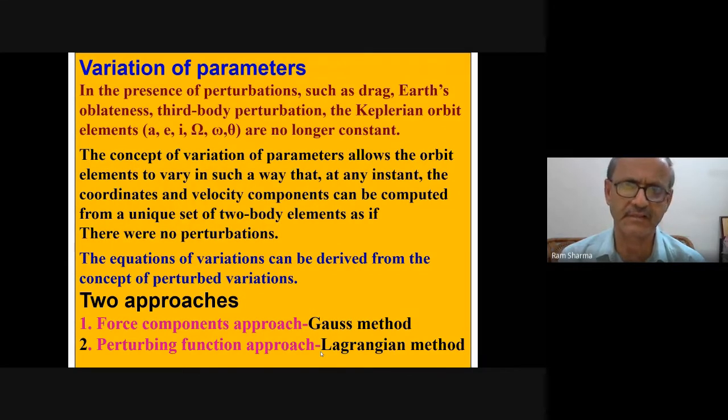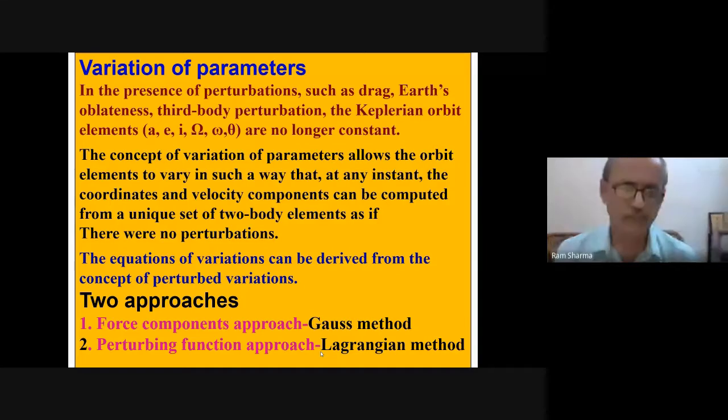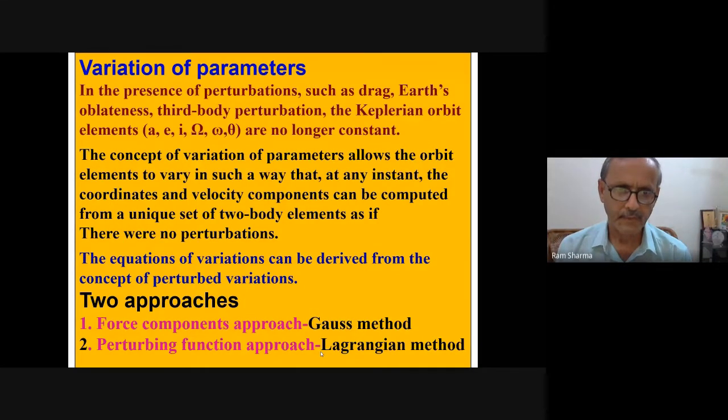So this is a very important concept, variation of parameters. We use it in various schemes, and it helps us to derive the equations of motion also. The equations of variation can be derived from the concept of perturbed variations. So this helps us to derive. That's how we have seen in KS variables also. This was used, and we got KS element equations.